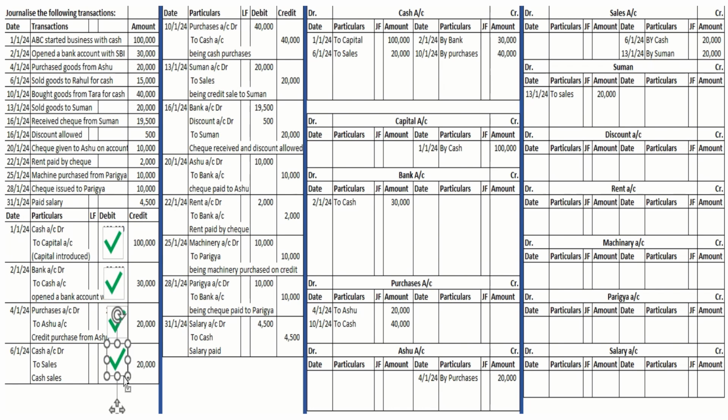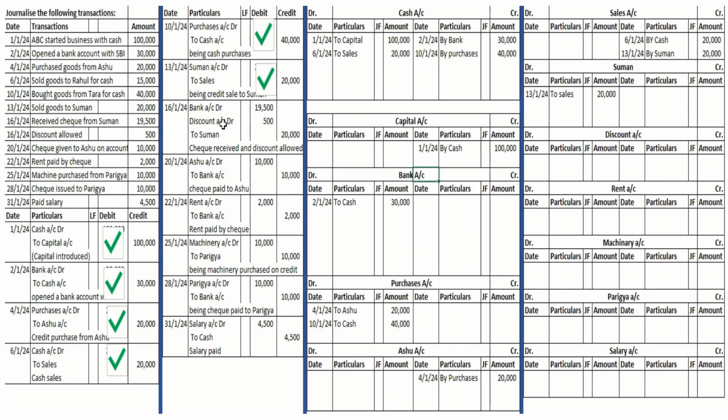That entry we finished. Next entry, both the entry we finished. Next entry, bank account debit, discount account debit to Suman. Bank account we already have, Suman account we already have. We need to prepare an account called discount.